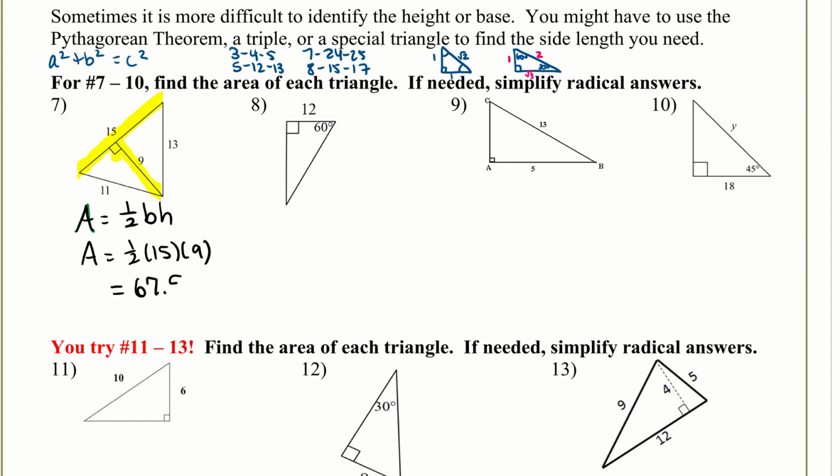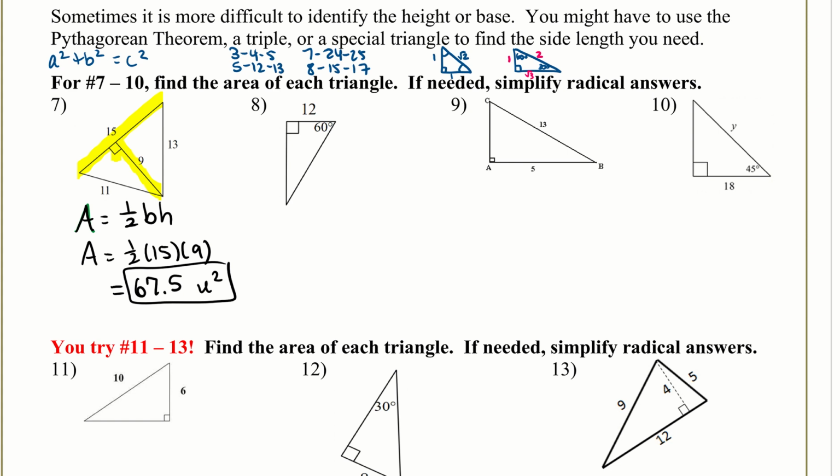What this tells me is how many squares are inside this figure. If I draw 15 squares this way and 9 this way, there should be 67.5 squares. That's what the 0.5 means. It just means that because of the shape of this triangle, we couldn't fit in a full square. Now, we always do need units. If units aren't mentioned, I'll use units squared.